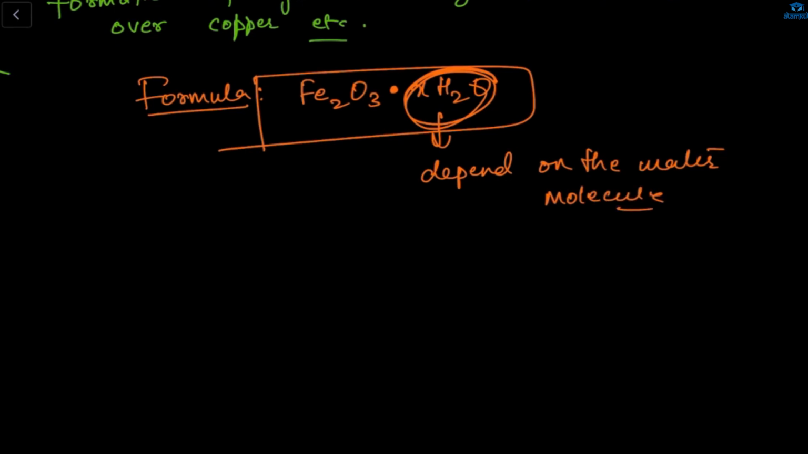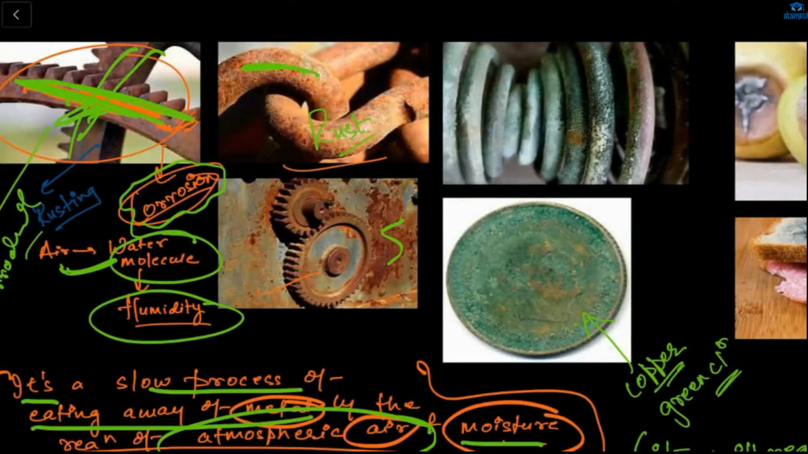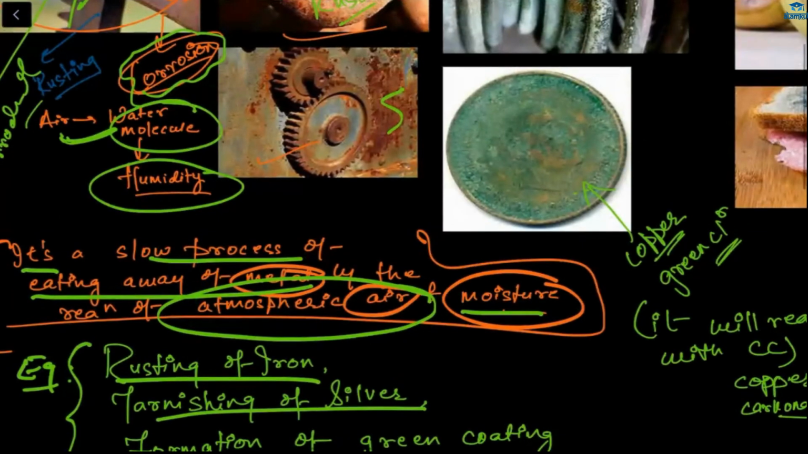And with different metals like copper, we will not use the word rust. We will simply call it corrosion. Only for iron we call it rust, but for different metals like copper and silver, we don't use the term rust. We only call it normal corrosion. Only for iron we call rust.